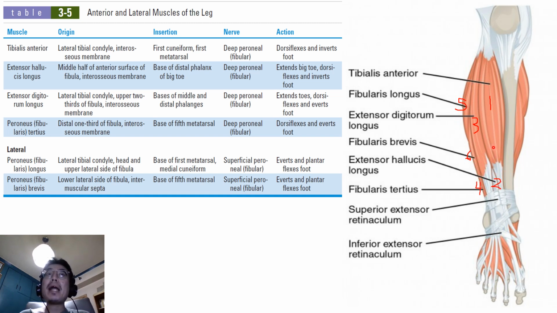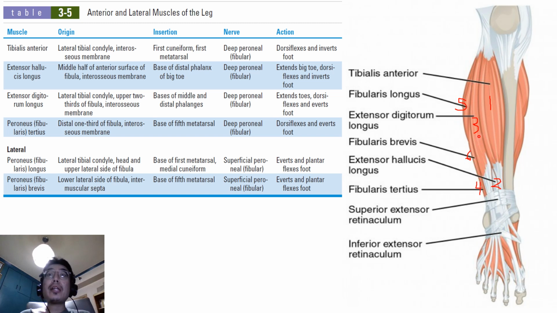Deep to the tibialis anterior is the extensor hallucis longus over here. The extensor hallucis longus originates from the middle half of the anterior surface of the fibula and the interosseous membrane, and it inserts into the base of the distal phalanx of the big toe, as can be suggested by the term hallucis longus, which pertains to the big toe. Also innervated by the deep peroneal nerve, its function is to extend the big toe as well as to dorsiflex and invert the foot.